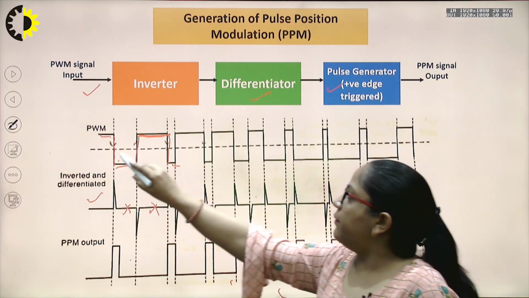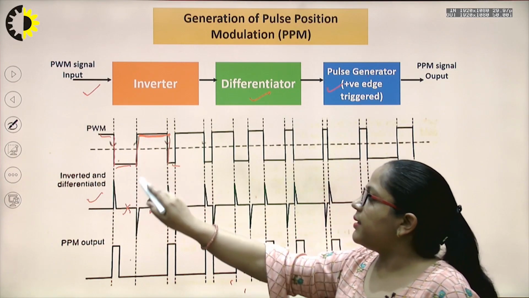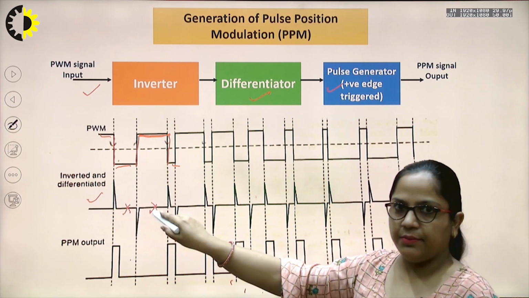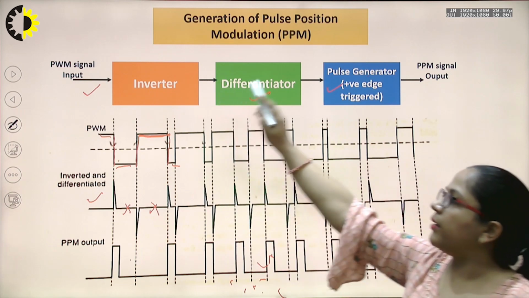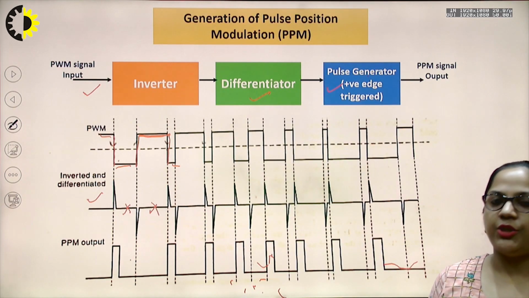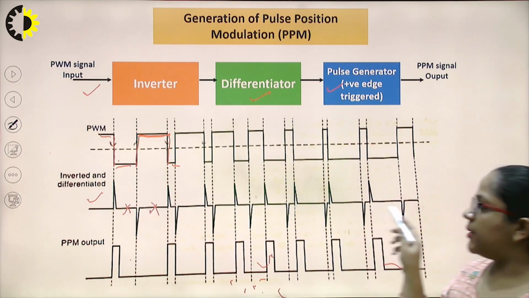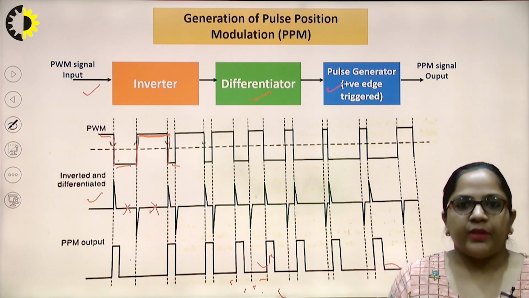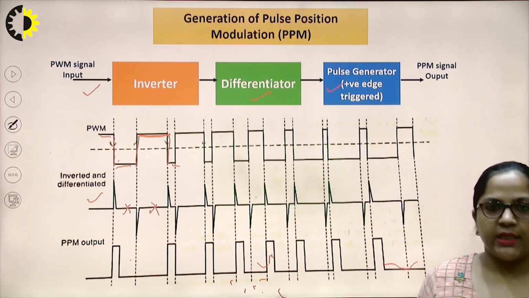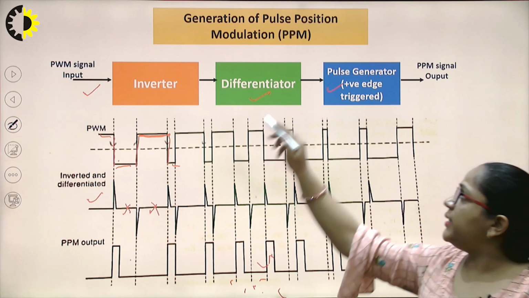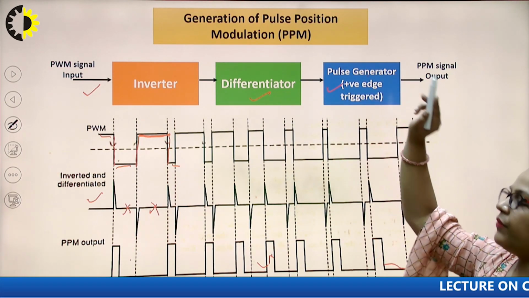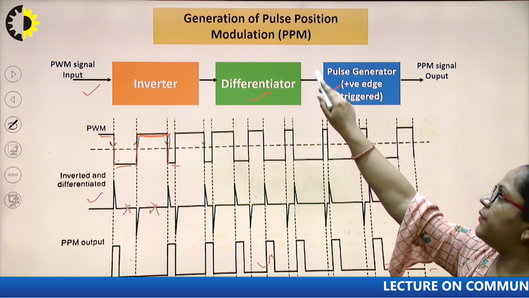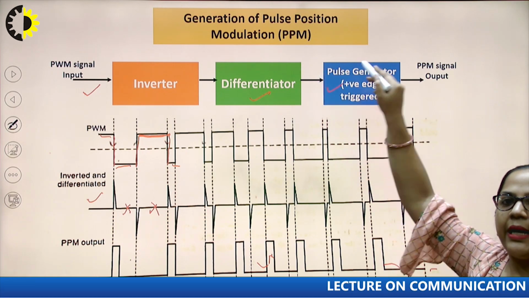So wherever we are having a falling edge or rising edge, we used to get the spikes, but these spikes are inverted, as first the signal will be inverted and then passed through a differentiator. So the second waveform is representing the inverted and differentiated version of the PWM signal. Then these spikes will be applied to a pulse generator, which will be triggered whenever a positive signal appears at its input.